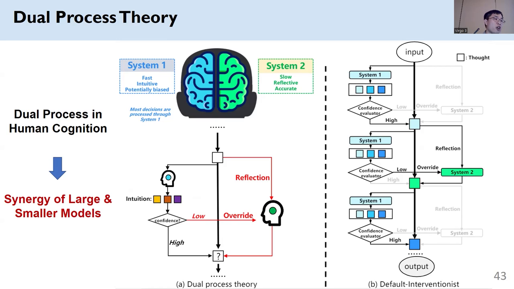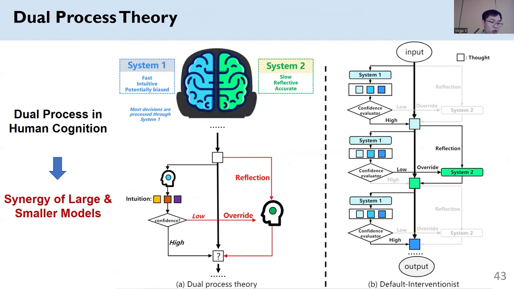We take inspiration from dual process theory. This theory argues that we humans have two systems. System one is capable of fast, intuitive, but less accurate reasoning. System two is slow and uses a lot of mental resources, but it's accurate. We humans are able to combine these two systems in our reasoning. So it gives us this inspiration.